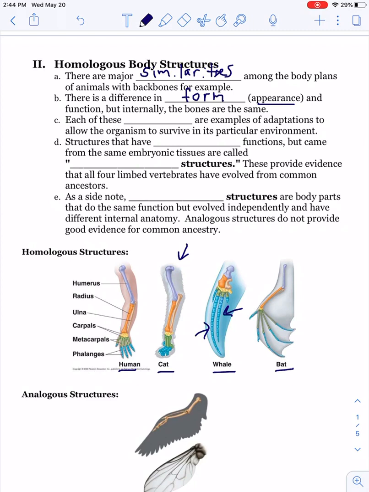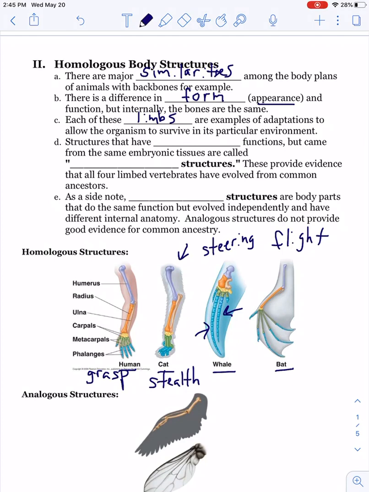So the fact is that they have all the same internal anatomy, but the job of the forearm is different. A bat uses its forearm for flight. A whale uses it for steering, maneuvering in the water. A cat walks on its toes for stealth. And then obviously humans have the ability to grasp with their opposable thumb, but the internal anatomy is the same. So each of these limbs are examples of adaptations to allow the organism to survive in its particular environment.